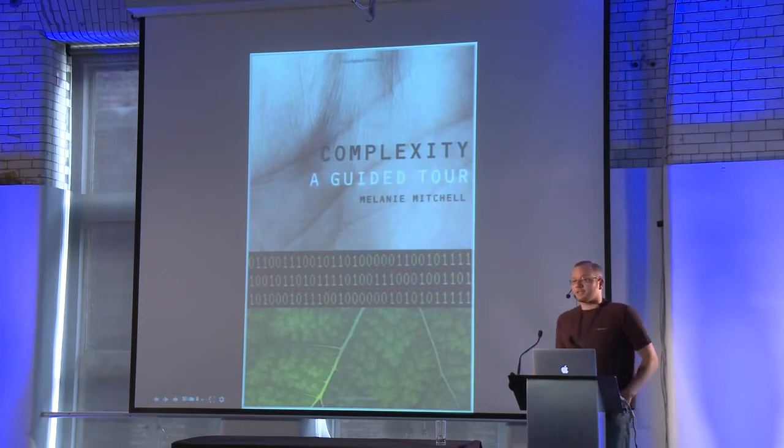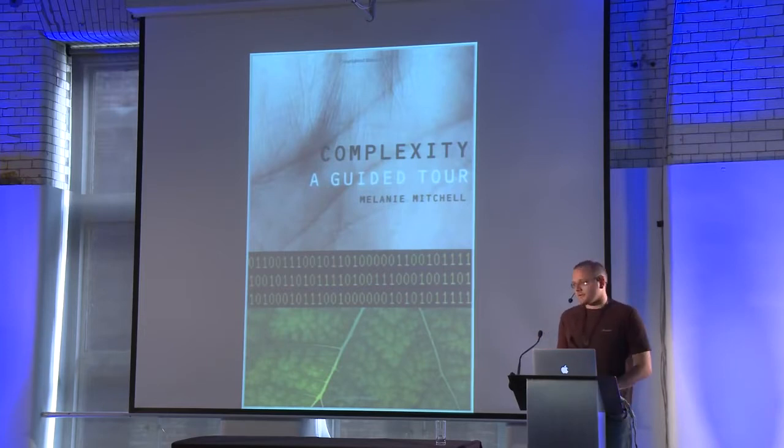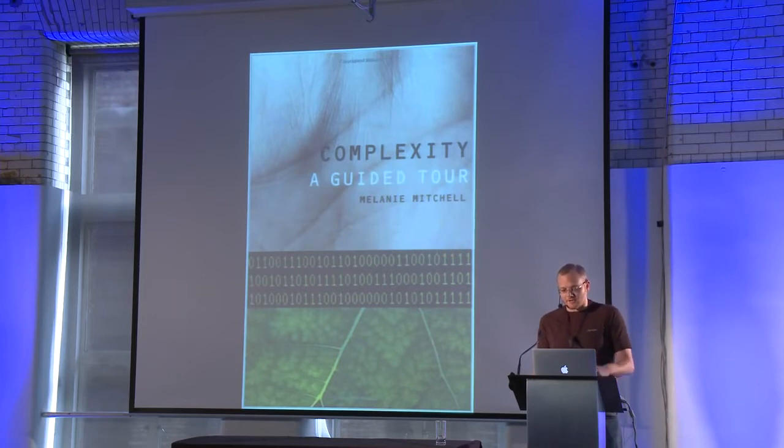So the two examples I'm going to talk through are from a book by Melanie Mitchell from the Santa Fe Institute, Complexity: A Guided Tour. Very, very good book. It goes into much more detail about this stuff, plus lots of other stuff, chaos, some stuff about complexity theory, and a few other things, which is really nice.